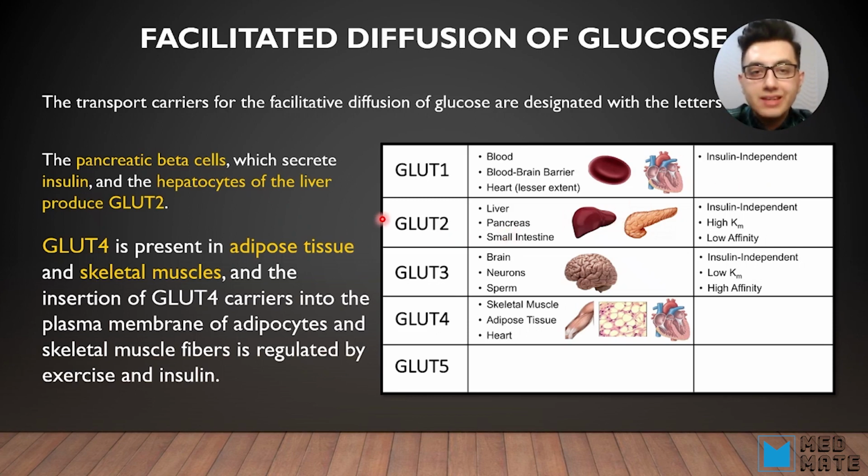GLUT2 is present in our liver, pancreas, and small intestine, and is also insulin independent. GLUT3 is available in our brain, neurons, and sperm, and is insulin independent. GLUT4 is available in our skeletal muscle, adipose tissue, and heart, and also GLUT5, which is available in different tissues within our body.